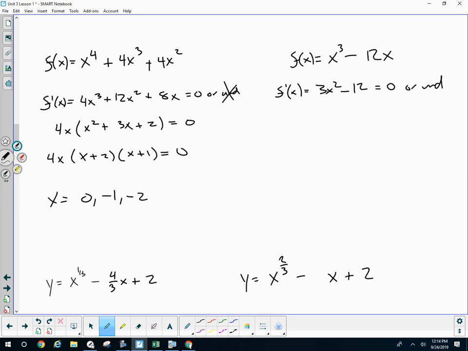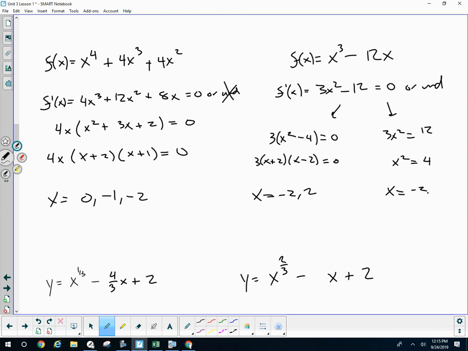You know, two ways to handle the 3x squared minus 12. You can either factor, like we've been doing, and then we can factor the difference of squares, or you could solve this because you have an isolated x squared, but don't forget the plus or minus. Okay, so whichever way you chose, great.